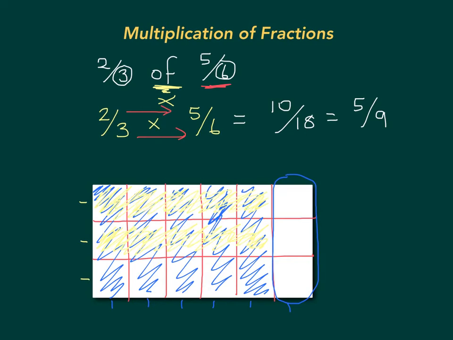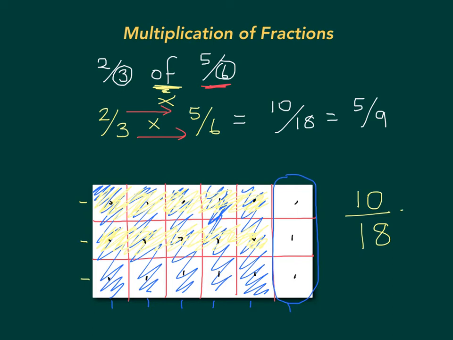So let's count that up. And we have 1, 2, 3, 4, 5, 6, 7, 8, 9, 10. 10 sections out of, altogether, our chocolate bar has how many sections? Let's count it in black so you can see my counting. 1, 2, 3, 4, 5, 6, 7, 8, 9, 10, 11, 12, 13, 14, 15, 16, 17, 18. So we have 10 out of 18 pieces of our chocolate bar represented by 2/3 of 5/6.